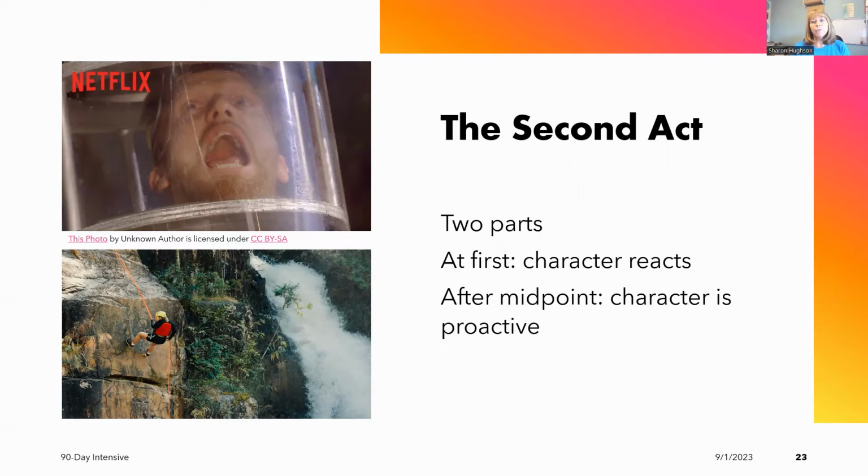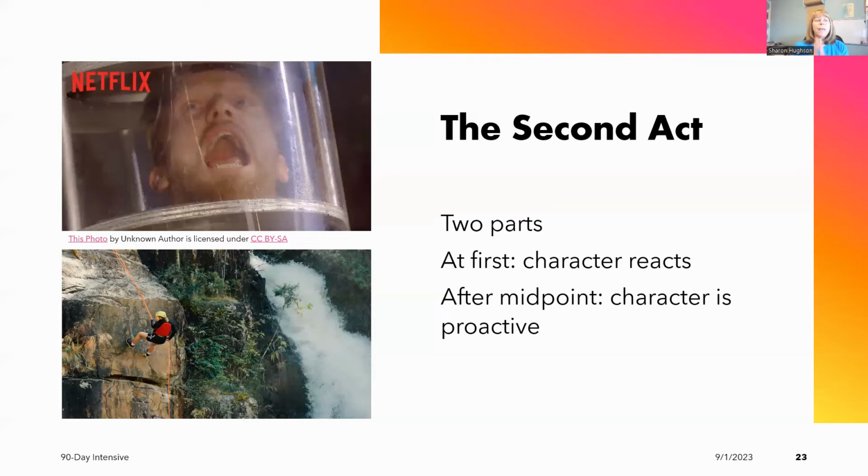So when your character first goes through that doorway of no return into Act 2, they are very reactionary. Notice that at first, the character is reacting. Things are happening and they're reacting to them. They might not have a clear plan, or maybe they think they have a plan, but it never seems to work out. And that's because at the midpoint, which we are going to talk about next week at some length, something happens that gives them either new information or new insight that helps them actually form a clear plan of attack on their problem.